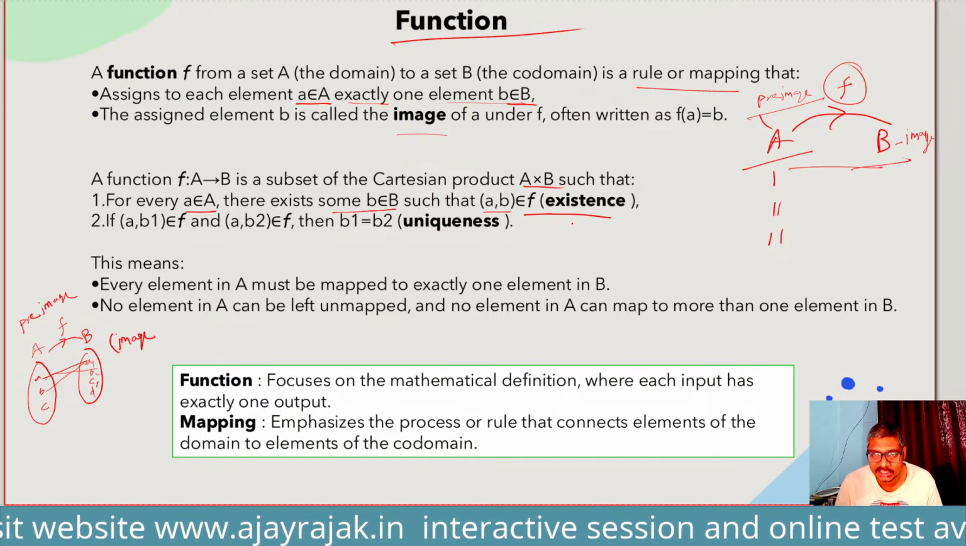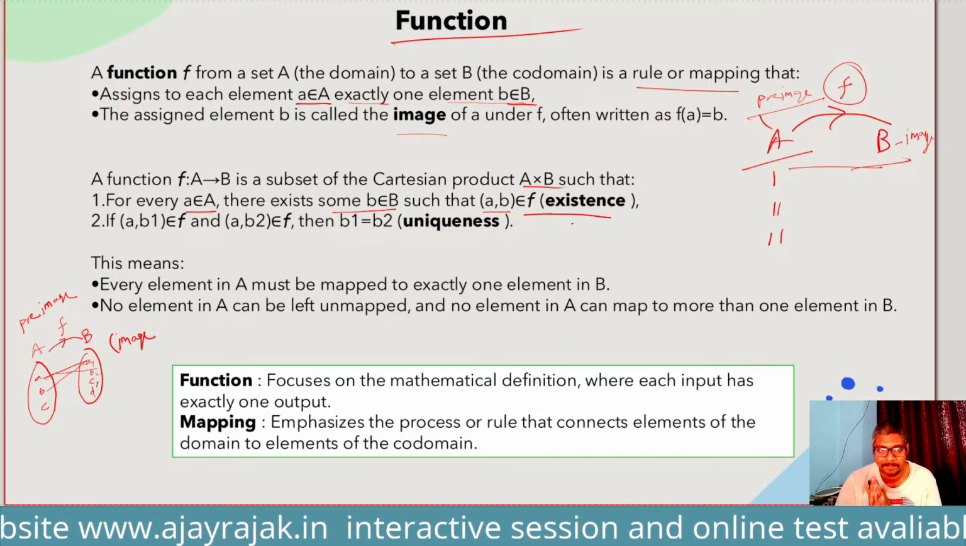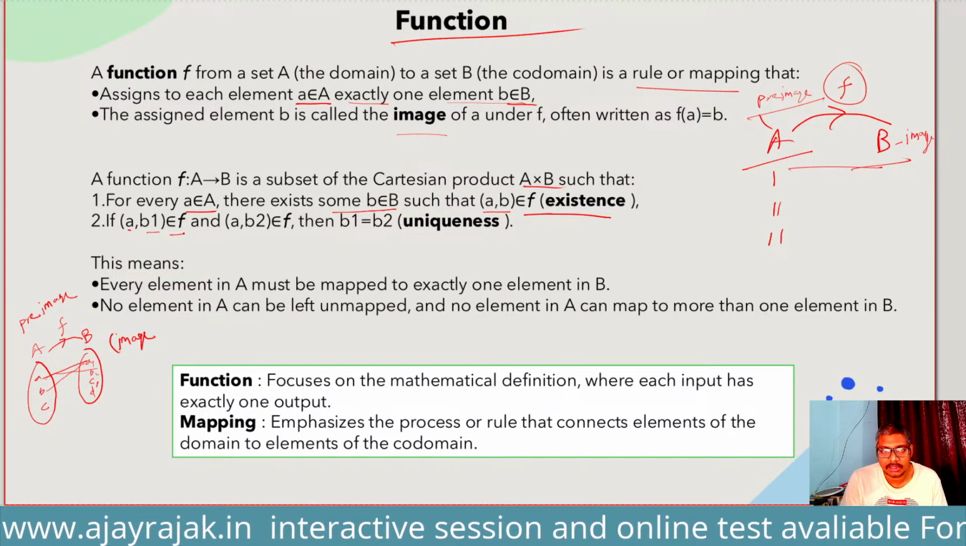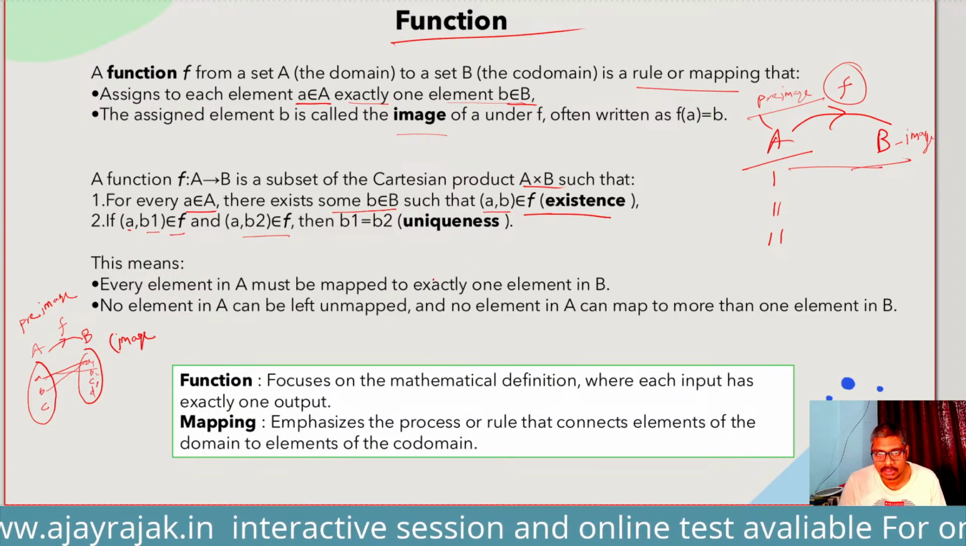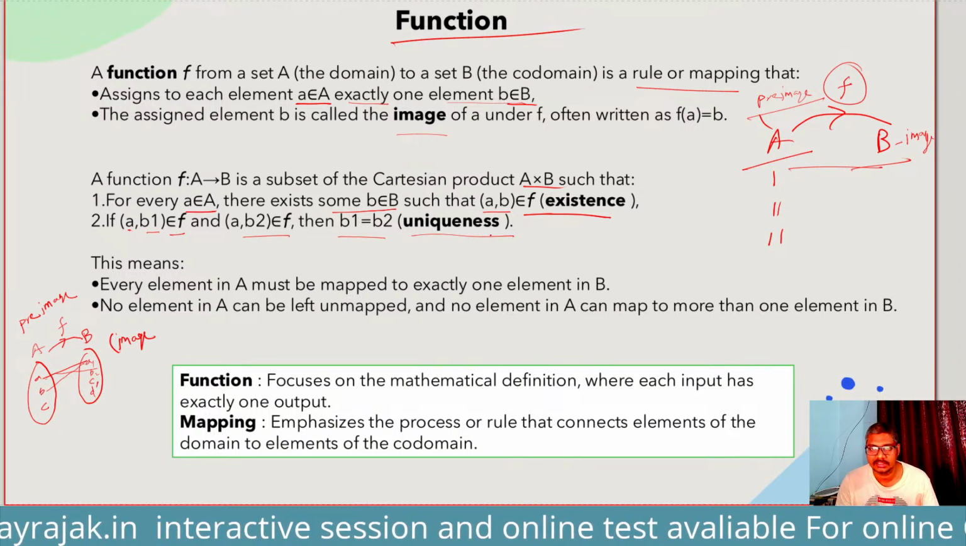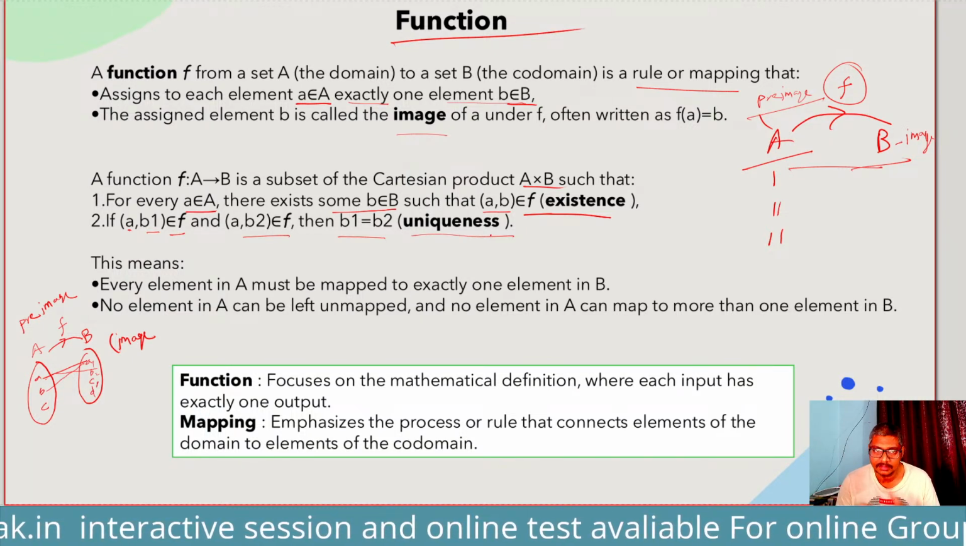Definitely the function exists there, therefore the element A is there and therefore the element B is there. Suppose there is an element A, B1 that belongs to the function, and A, B2 that also belongs to the function, and B1 is equal to B2, then uniqueness. This is the uniqueness of the function if B1 becomes equal to B2, right?